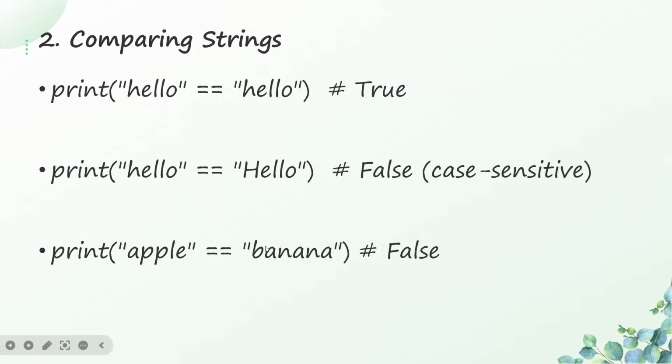So it will give us false. So they are not equal. Apple, banana, no, they are not equal. Hello, hello, yes, they are equal. All right, but this hello and this other hello are not equal because one of the characters in this other hello is an uppercase character. So Python is case sensitive, so it's not going to be the same thing.